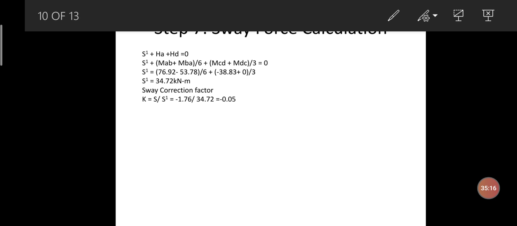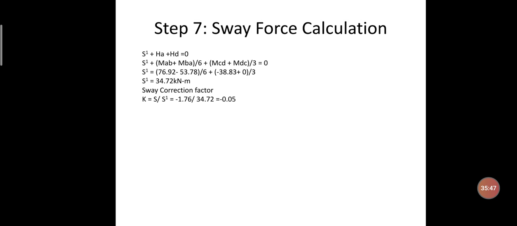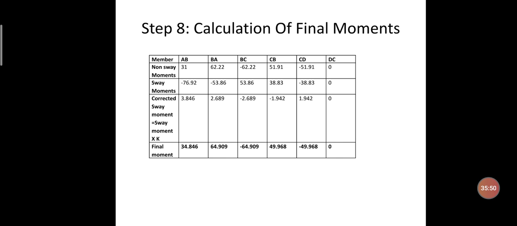So next step is, after getting the value of S and S dash, I need to find out the sway correction factor. Sway correction factor is nothing but the ratio of S by S dash. So S is the value which I have got by using the non-sway analysis, that is equal to minus 1.76. S dash is the value which I have got right now, that is equal to 34.72. If I substitute that and get the ratio, I have got it as minus 0.05. So minus 0.05 is the sway correction factor.